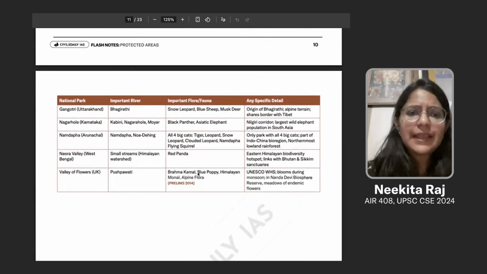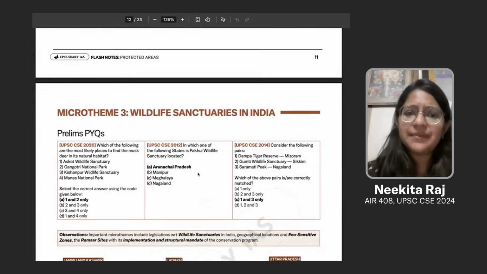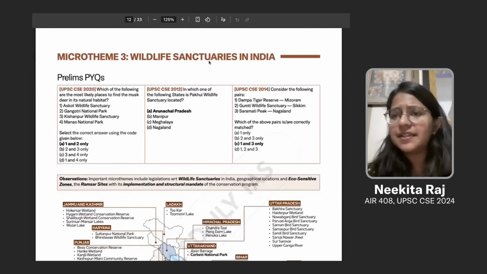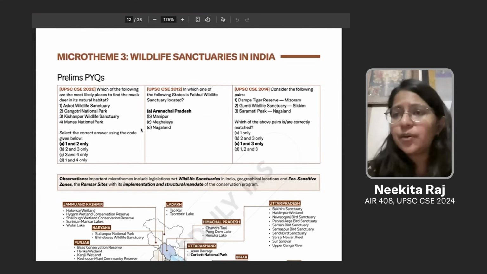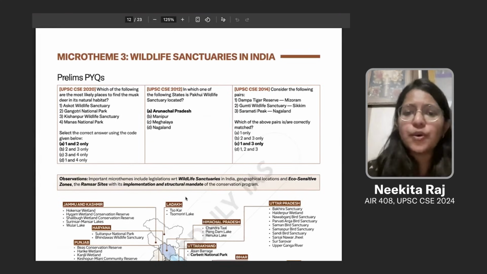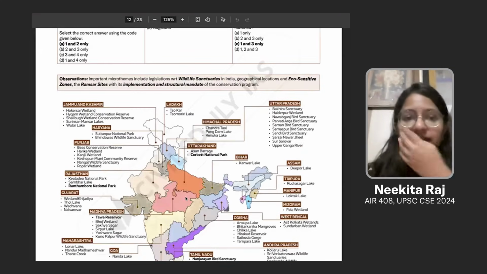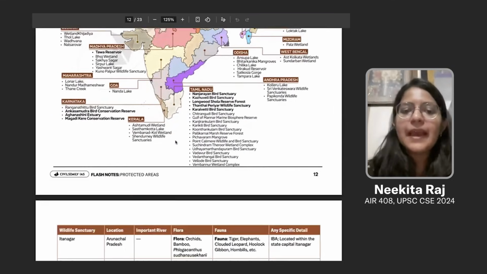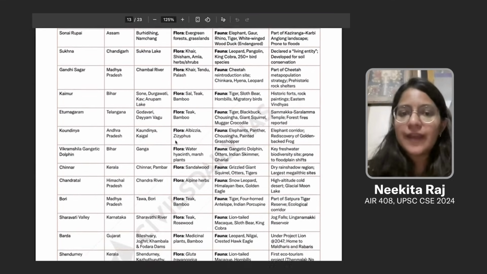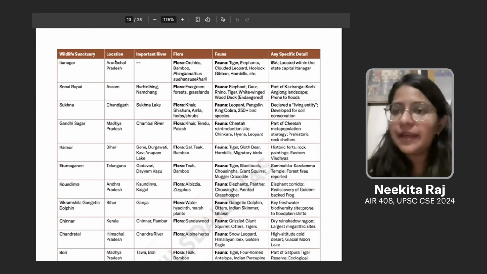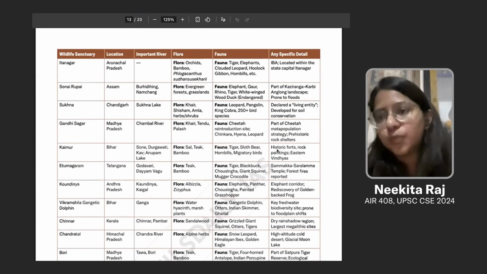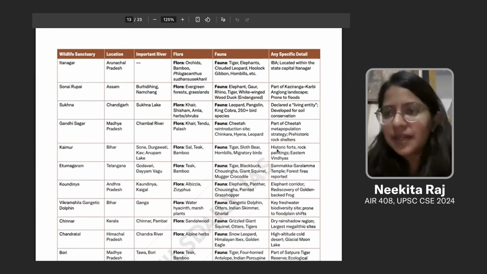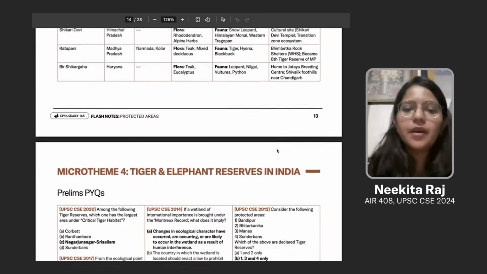Okay. Then moving ahead, our microtheme 3, which is the wildlife sanctuaries in India. Again, going by the same pattern of telling you what questions have come earlier, and then showing through the map what the wildlife sanctuaries are in our country, and then moving ahead with what those wildlife sanctuaries are, naming their location, their important rivers, flora, fauna, and any other specific details which we feel you should know if something is asked separately, this should be yours.